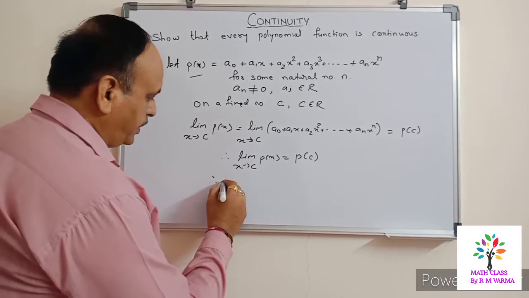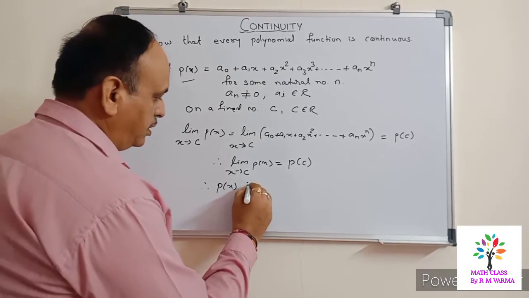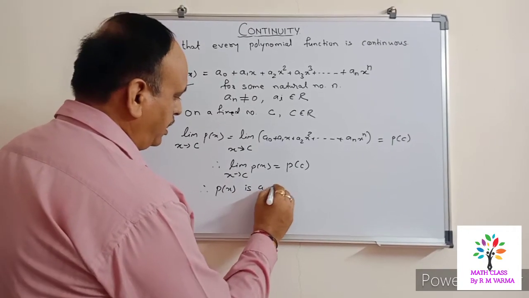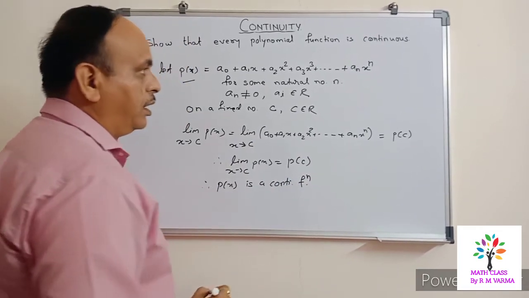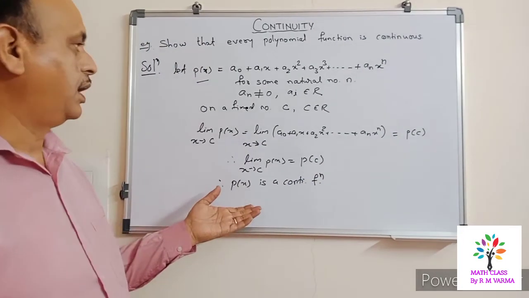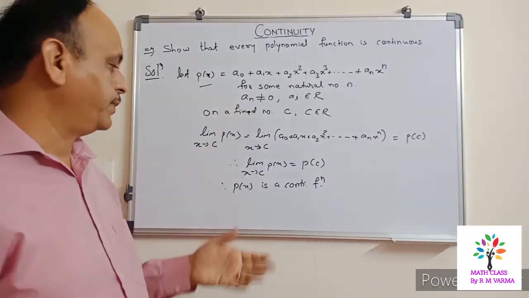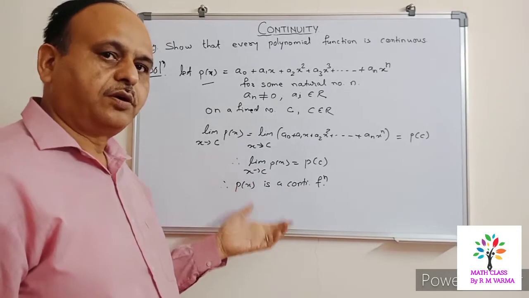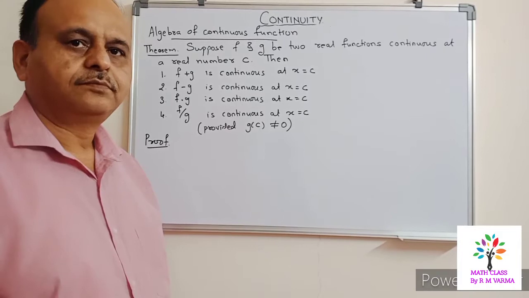Therefore, p(x), the polynomial function, is a continuous function. It can be defined on real numbers as the general form is given. So all the given polynomial functions are always continuous functions.